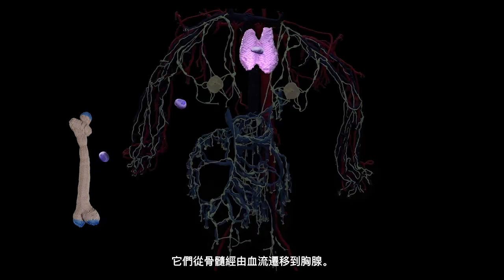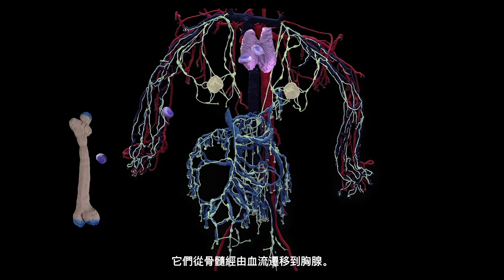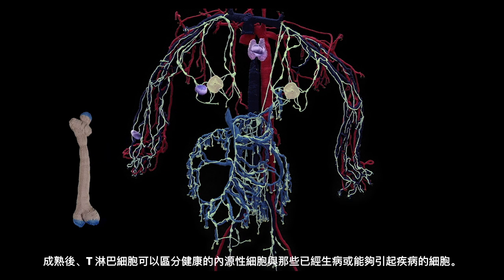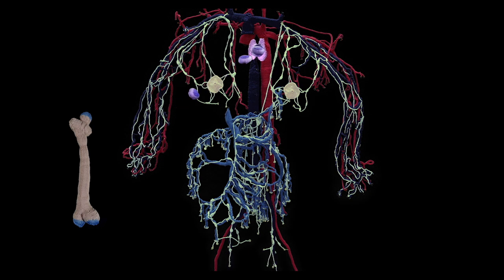The T lymphocytes go to school in the thymus. They migrate from the bone marrow via the bloodstream to the thymus. This is quite large in children, but in adults the organ atrophies. After they have matured, the T lymphocytes can distinguish healthy endogenous cells from those that are already diseased or are capable of causing disease.